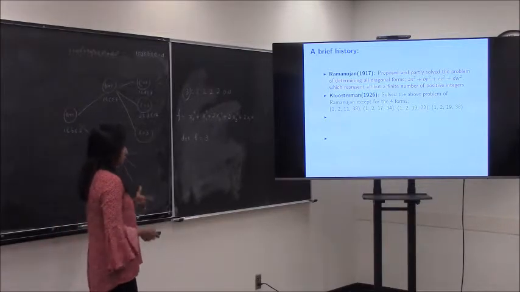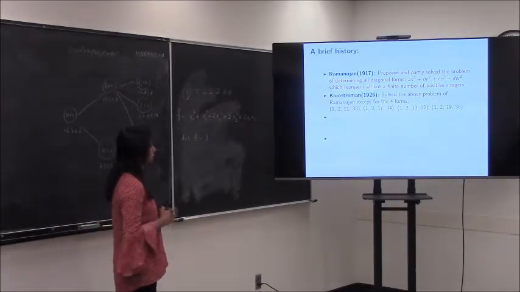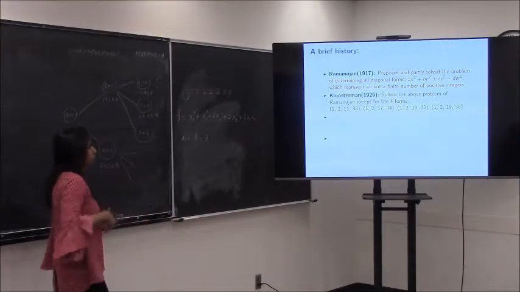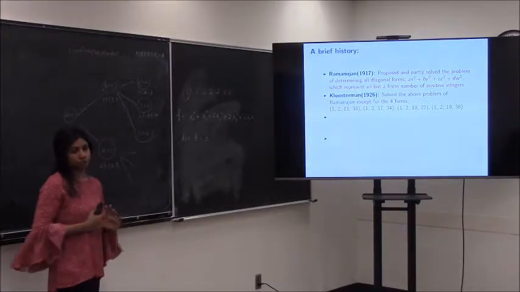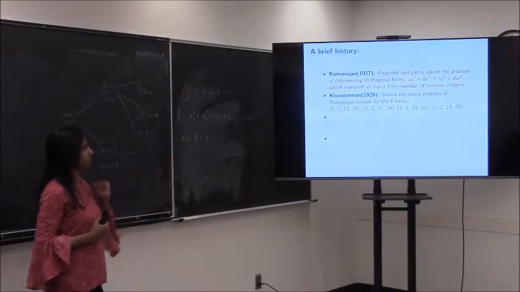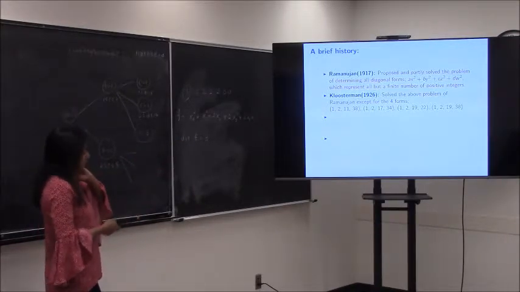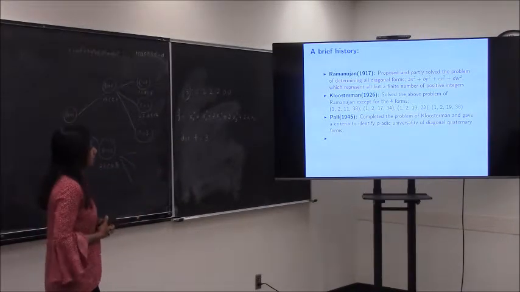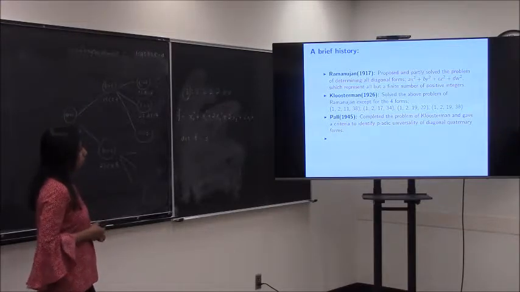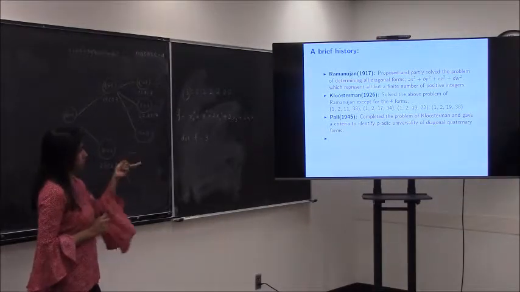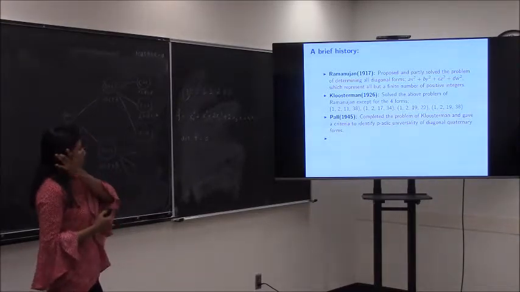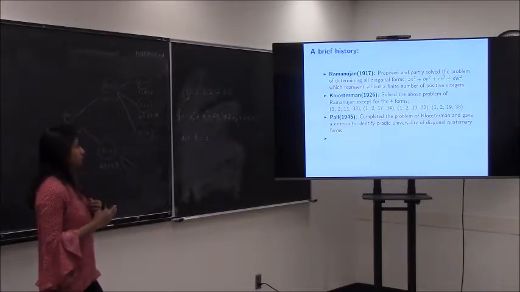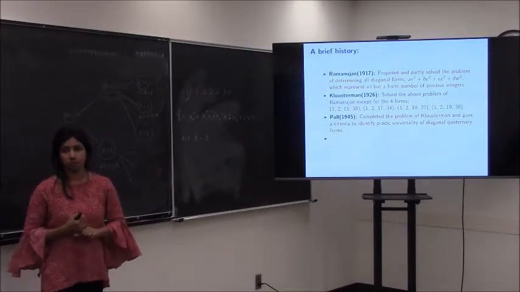Later, in 1926, Kloosterman solved the above problem given by Ramanujan, except for four of these forms. And after that, in 1945, Hall completed Kloosterman's problem and gave a criterion to identify periodic universality of diagonal quaternary forms.